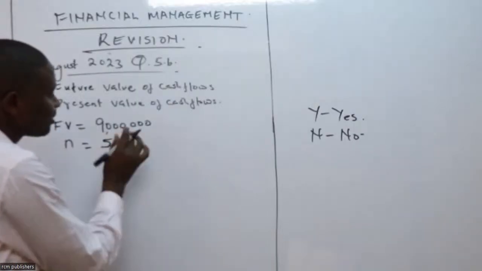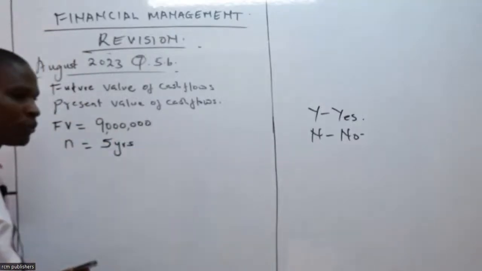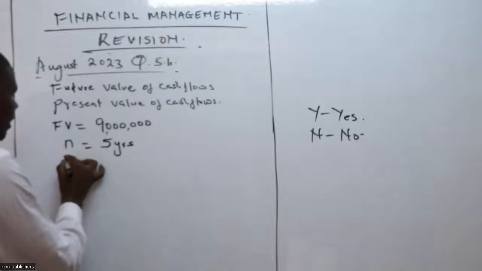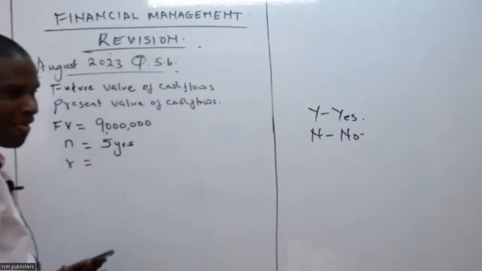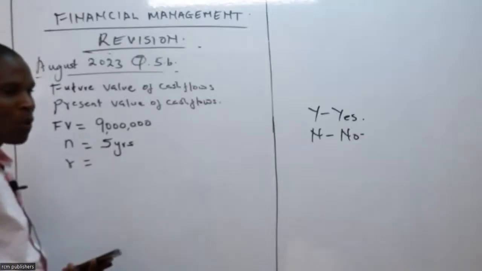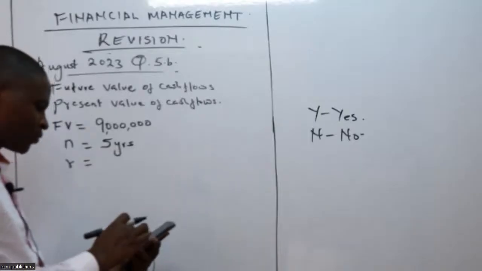I told you that this analysis is important when you are doing the question. Then there is the interest rate. It is compounded quarterly. Is that true? Look at the question.